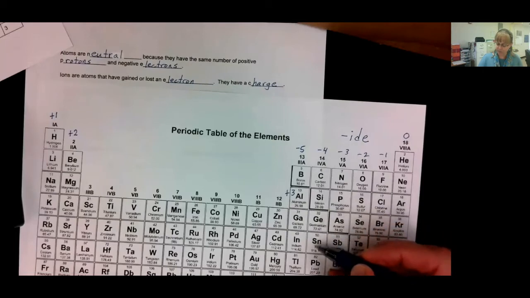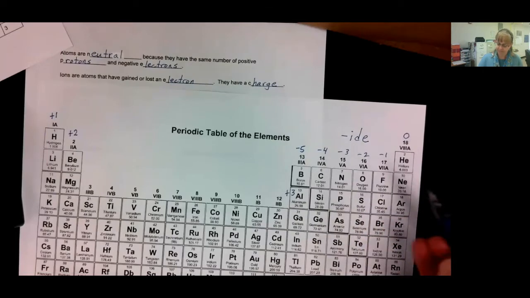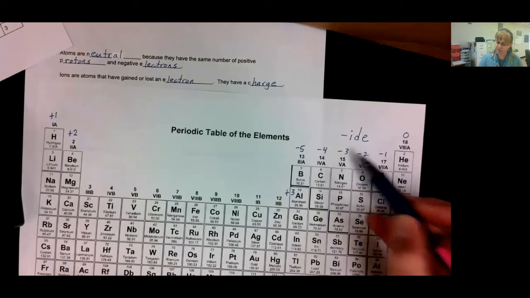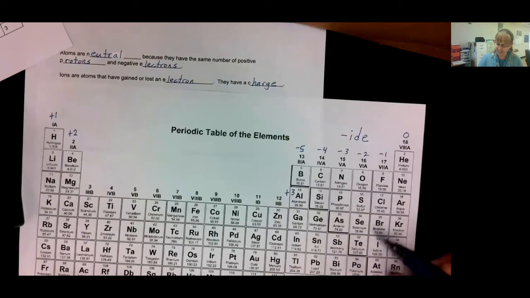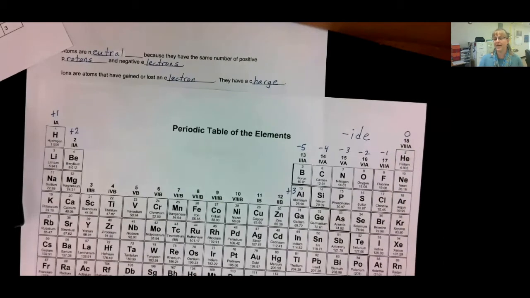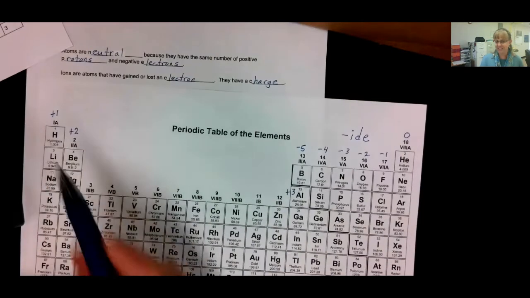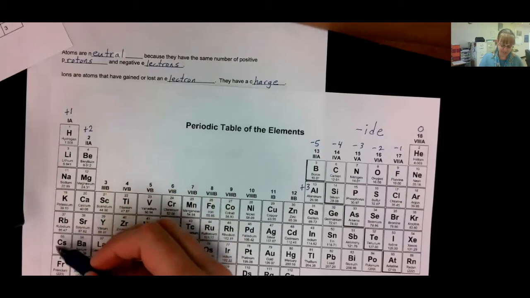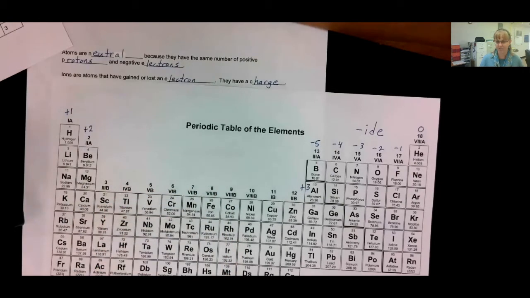If you went down here, these would probably get a positive 4. Nitride, phosphide, and arsenide get a negative 3 charge. Oxide, sulfide, selenide, and telluride get a negative 2. And fluoride, chloride, bromide, iodide, and astatide get a negative 1. So that's what each of these elements changes into when it becomes an ion. The positive ions don't get funny names. Hydrogen, lithium, sodium, potassium, rubidium, cesium, and francium all get a positive 1 charge, and you don't change the name.